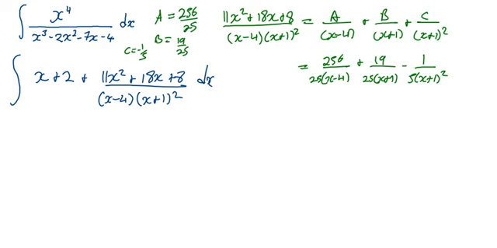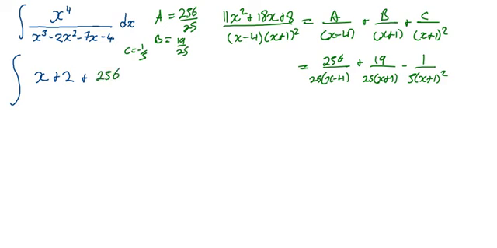Okay, and we can try to integrate that. So meaning what you're supposed to have here, we can express this in this form, or we can write it in this form. So instead of me having that rational function, I can write the integral of 256 over 25 x minus 4 plus 19 divided by 25 multiplied by x plus 1 minus 1 over 5 x plus 1 squared dx.